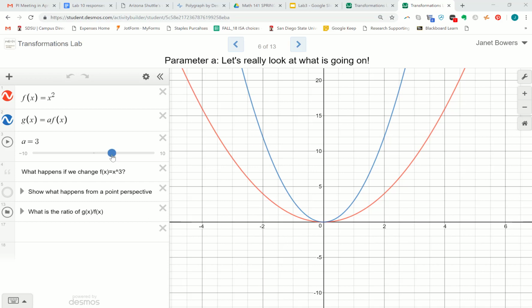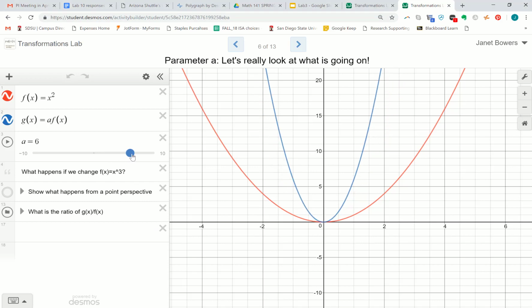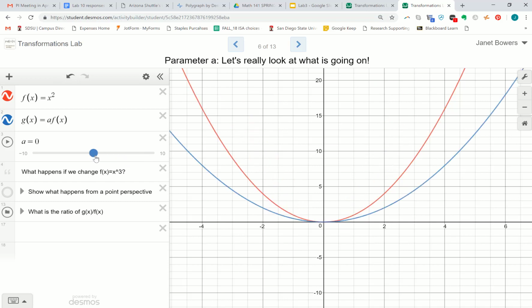So here's what we observe. When A is increasing, the function does appear to get skinnier. But the question is, why is that the case? And obviously, when A is negative, it also, I hate to say flips, but it basically reflects it across the y-axis. So again, we want to ask that question too. So let's start off with thinking about, from a pointwise perspective, what's going on.